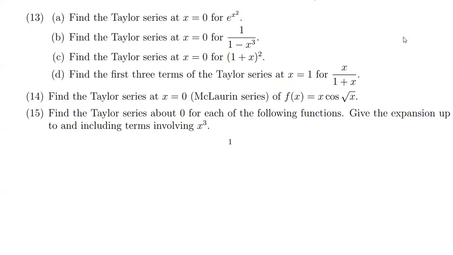All right, so I'm on number 13, I guess, from my PDF of my solutions. It seems like I left off on there. So this 13A, or 13 in general, it looks like we're going to find some Taylor series. Okay, so part A, find a Taylor series at x equals 0 for e to the x squared.